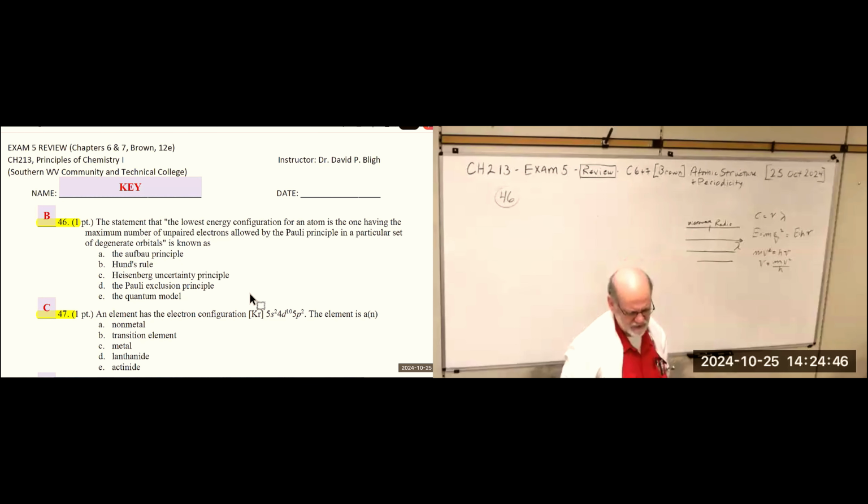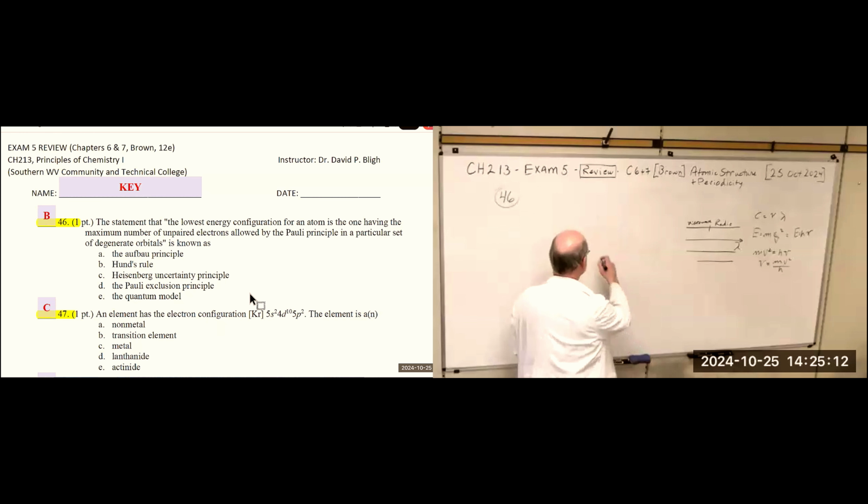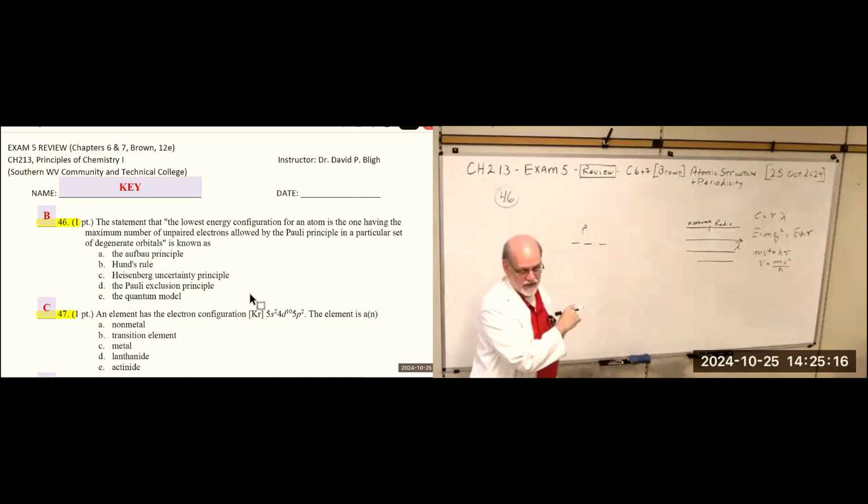The statement that the lowest energy configuration for an atom is the one having the maximum number of unpaired electrons allowed by the Pauli principle in a particular set of degenerate orbitals. Remember what degenerate orbitals are? I don't know if I mentioned that in class. It's one of the answers in your crossword puzzle, degenerate. Degenerate means that these orbitals have the same energy. So if you have a set of p orbitals, those are degenerate. They have the same energy.